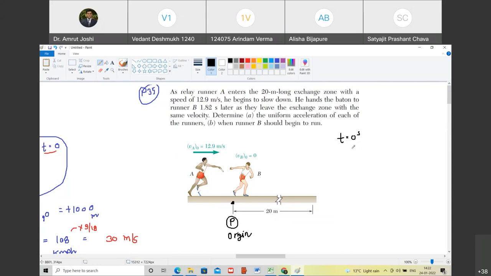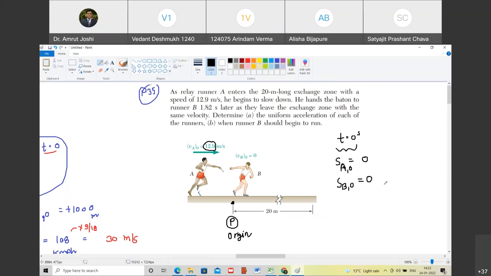And at time t equal to 0 seconds, what is the position of A? Tell me. Position of runner A is 0 at time t equal to 0 seconds. It is actually behind, I think, the origin. No. When it is behind the origin, at that time, he is running in full swing with velocity 12.9 meters per second. He maintains that velocity and enters the transition zone. At that instant, I am going to call it t equal to 0 seconds. Are you with me? So at time t equal to 0 seconds, position of A is 0. That is the first observation. At that time, position of B is also 0. Happy?